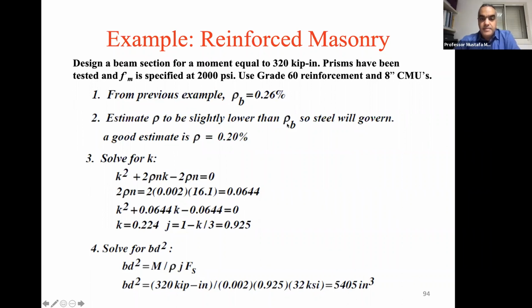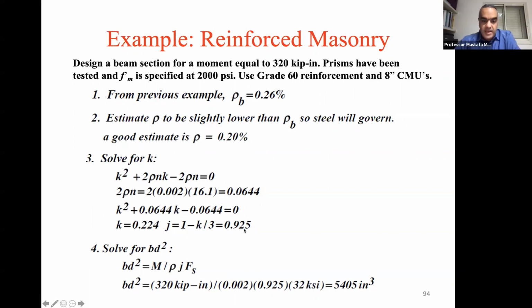Estimate rho to be slightly lower than rho balance. That's the preferred condition. So it's under-reinforced, right? It's the same concept as in reinforced concrete. We want it to be under-reinforced, not over-reinforced. So choose rho less than this. Okay. So we use 0.2%.